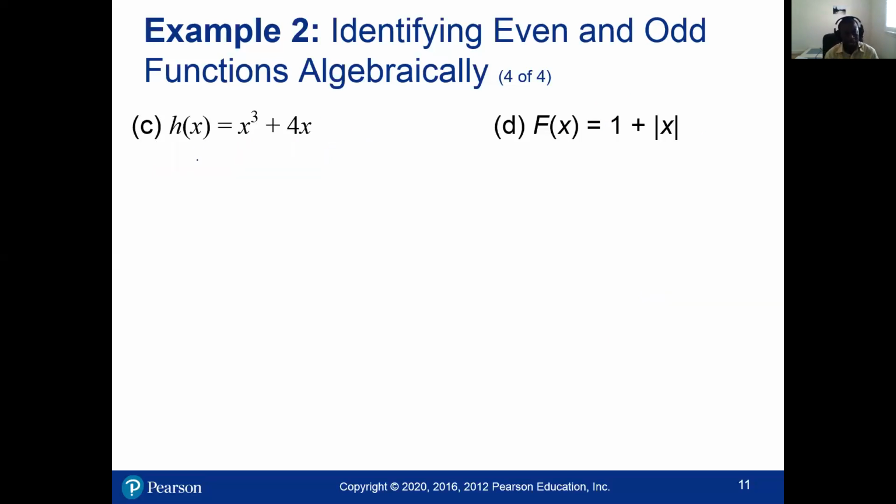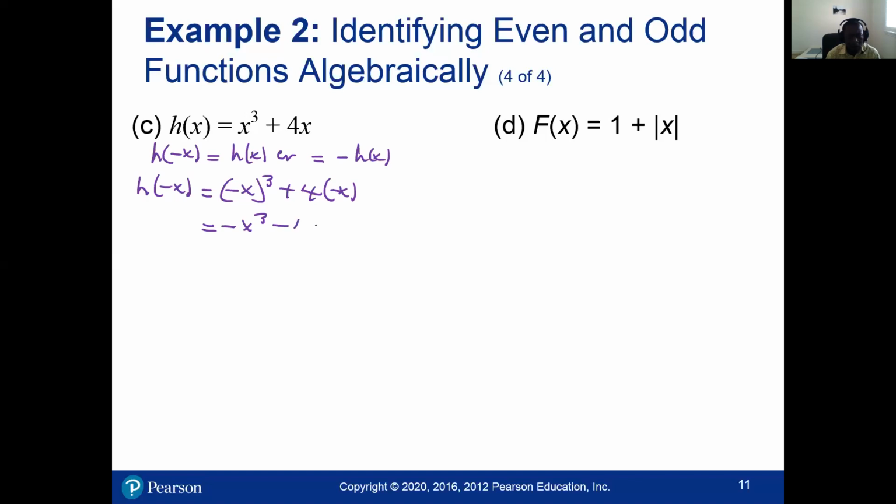We have h of x is equal to x cubed plus 4x. Then we're going to substitute negative x into that. We're going to check whether h of negative x is either equal to the same h of x, or it is equal to the negative of h of x. So let's check that. Now let's find h of negative x. This gives me negative x cubed plus 4 times negative x. The first term gives me negative x cubed, and then minus 4x, because 4 times negative x is negative 4x.